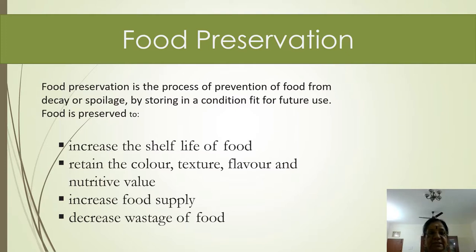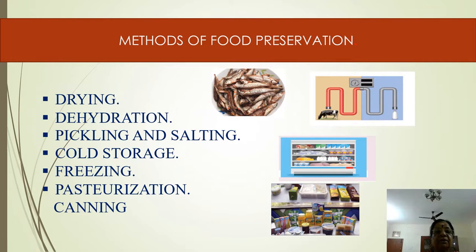So for these reasons, food is preserved. Retain the color, the texture and consistency, the flavor, taste, aroma and smell. It should not disturb the nutritive value. So food preservation is done for that. Now, methods of food preservation.